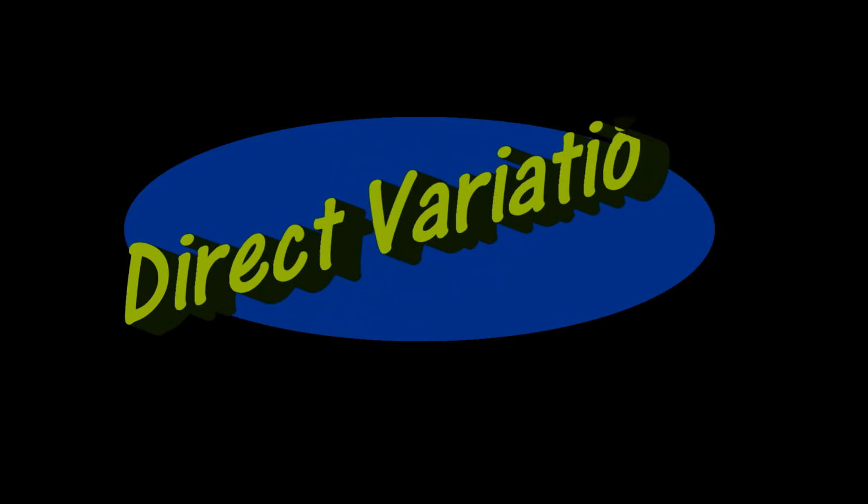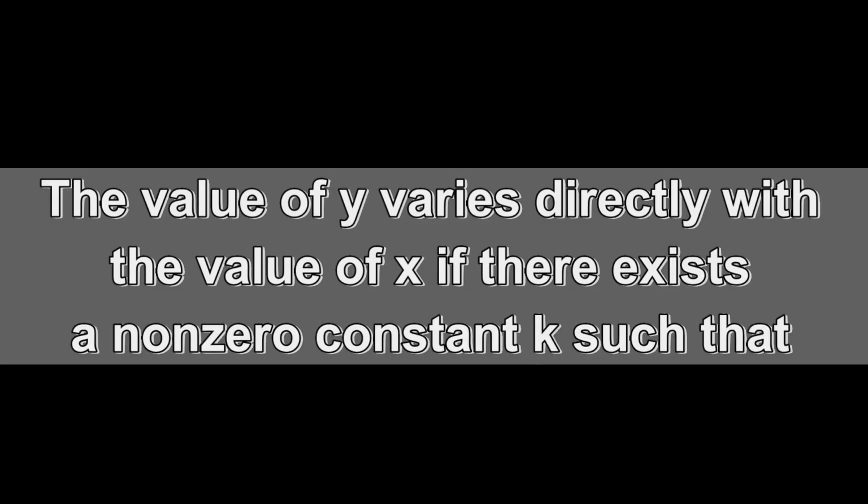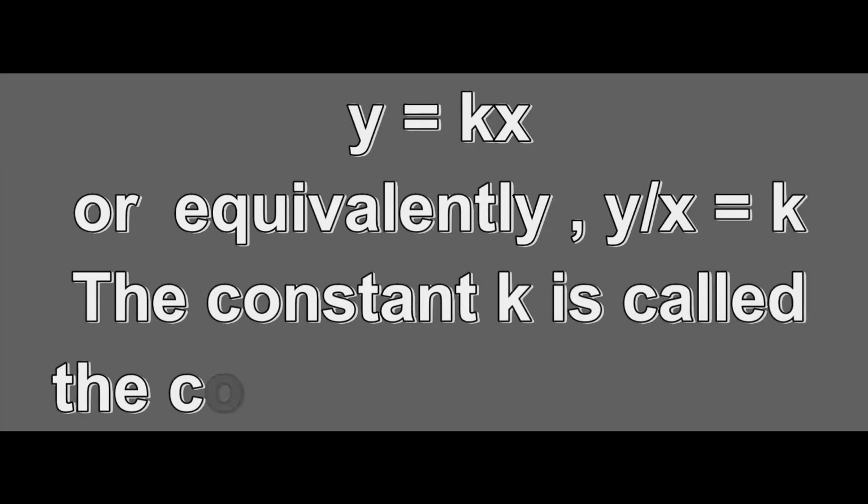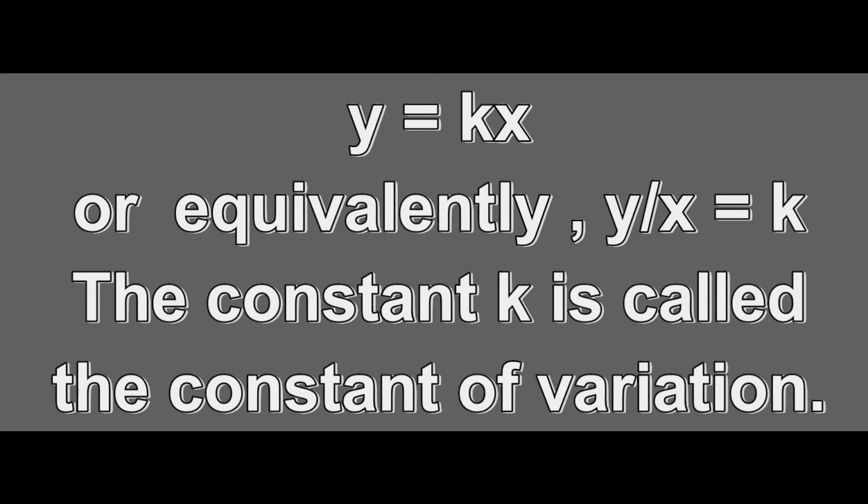Now, let's proceed to our new lesson. First, we will discuss direct variation. The value of y varies directly with the value of x if there exists a non-zero constant k such that y equals k times x, or equivalently y divided by x equals k. The constant k is called the constant of variation.